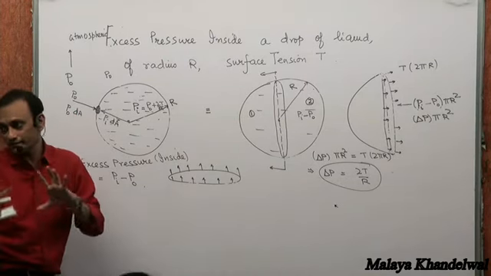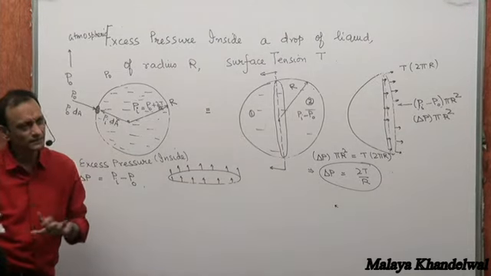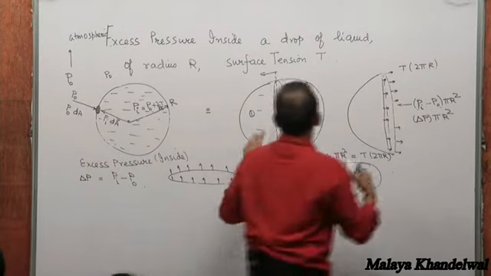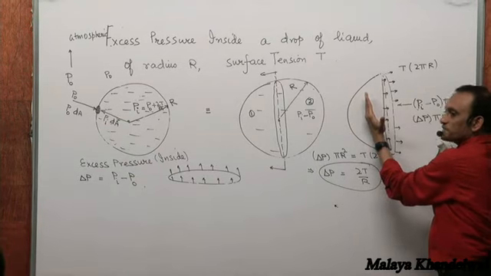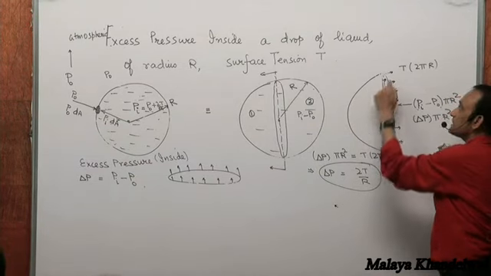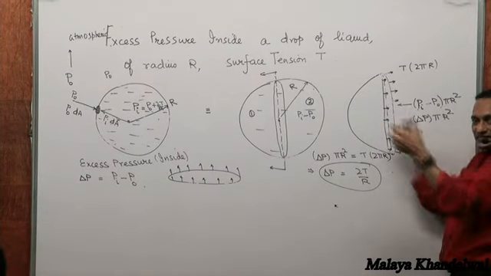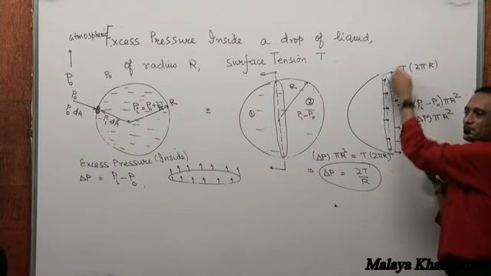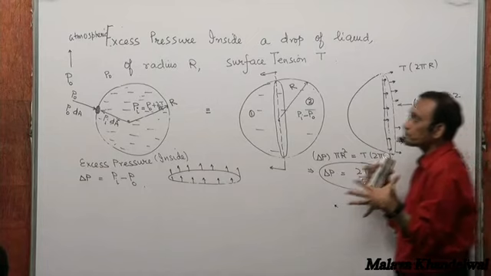Do you understand what has happened here? I mean, the hemisphere to the right will exert surface tension forces on the hemisphere to the left this way only, pulling forces on this circumference only. This is how it's going to exert, on the circumference, T into 2 pi R, right?